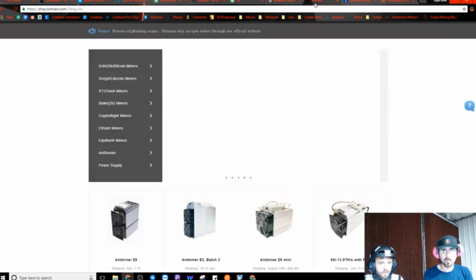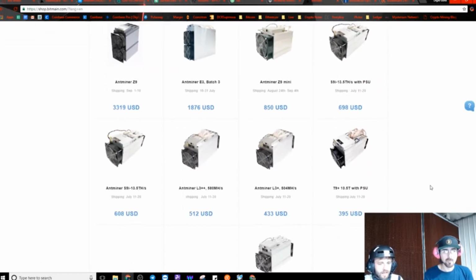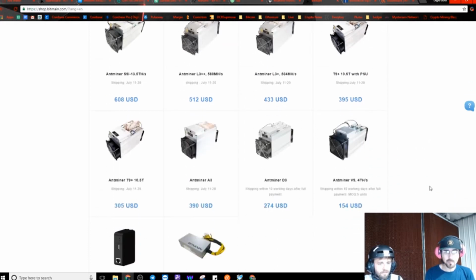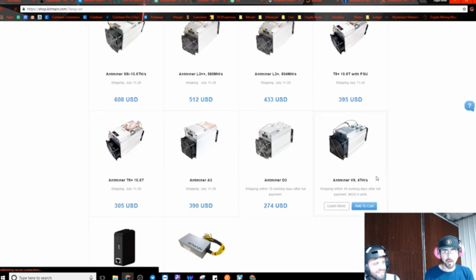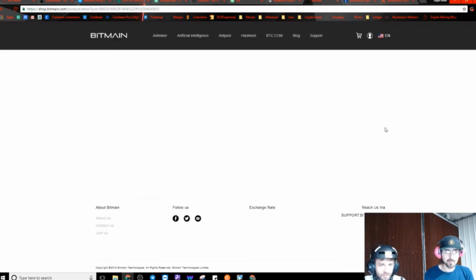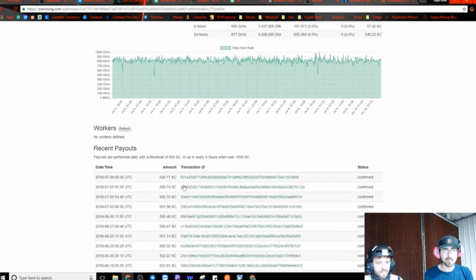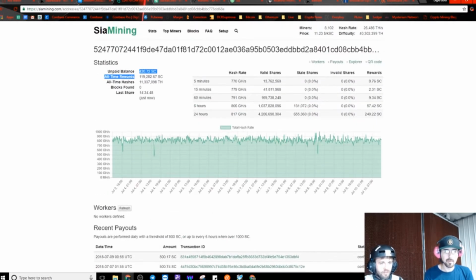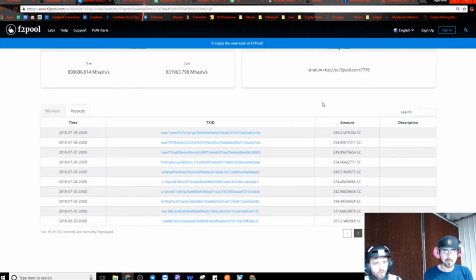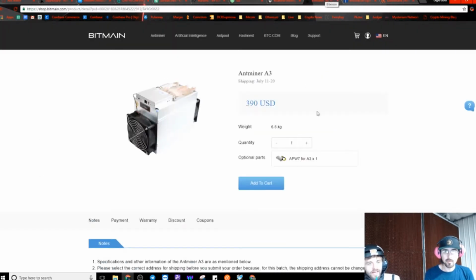And if we go to the Bitmain website and we want to buy a SIA machine, it was the A3. Look at that price. 390 buckaroos for this SIA machine. And you're like, oh yeah, I'm going to pick up some SIA rigs because I see Digital Gold's doing like 500 coins over here and 200 coins over here. Now.